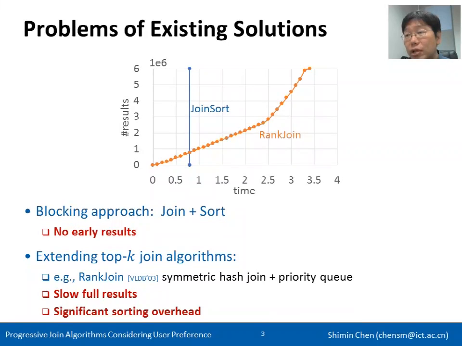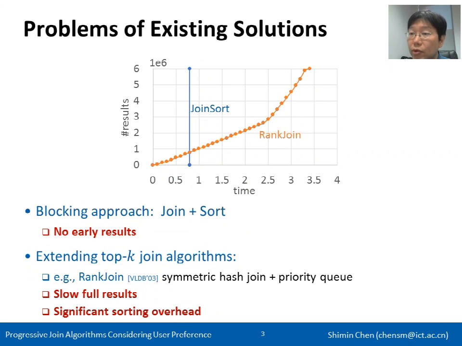The second approach is to extend existing top K join algorithms. Given a pre-specified K, a top K join returns the first K join results according to user preference. For example, rank join performs a symmetric hash join on the two input tables. It puts the join results into a priority queue of size k, then computes a bound to determine if the result can be safely returned to the user.